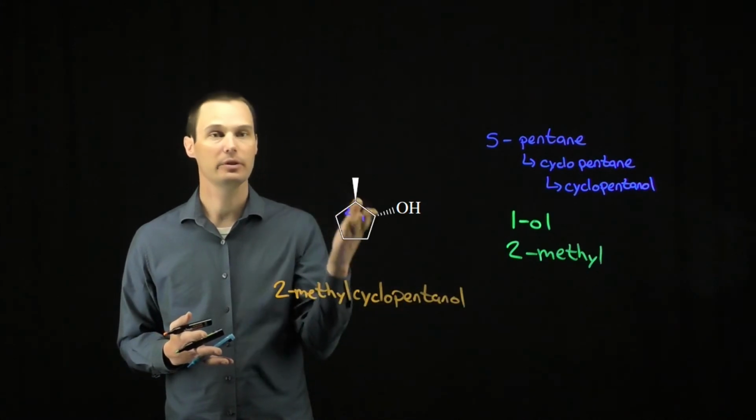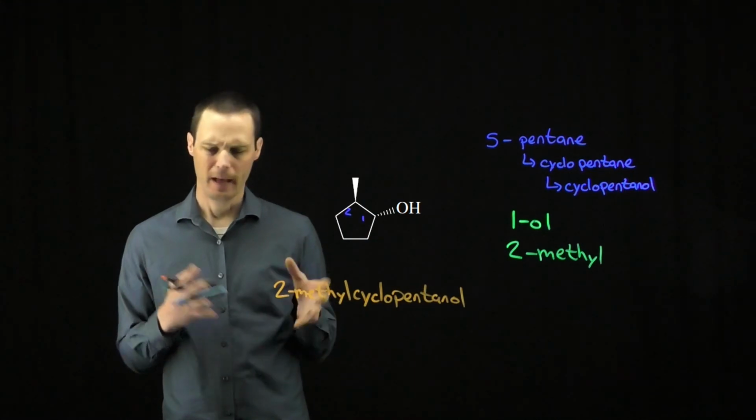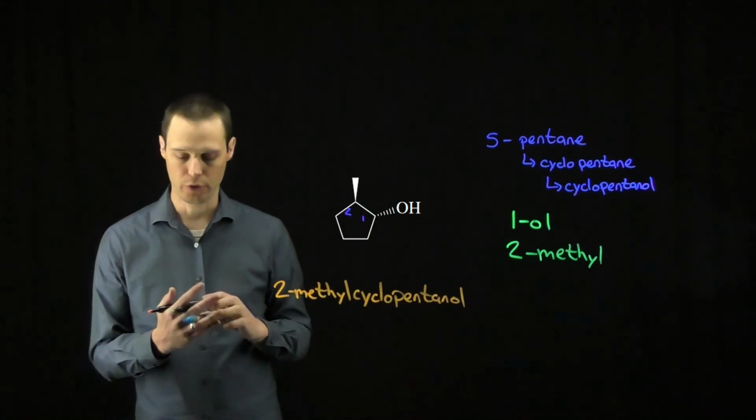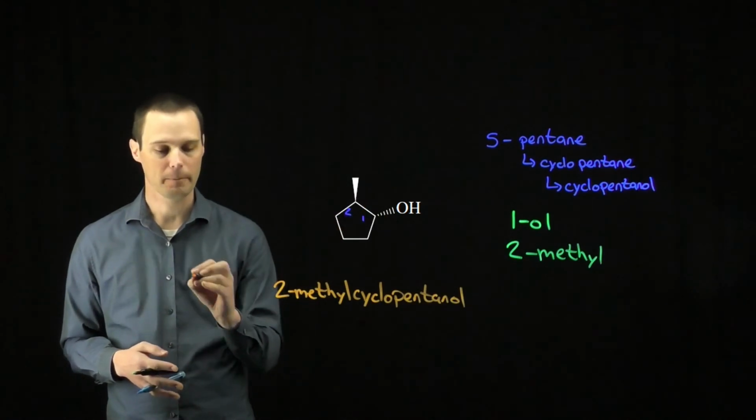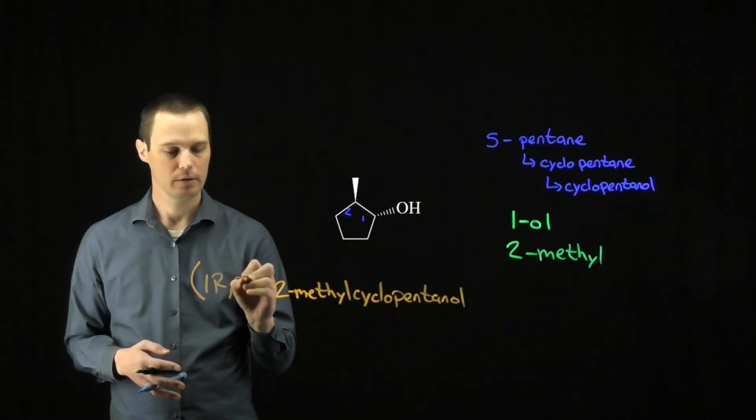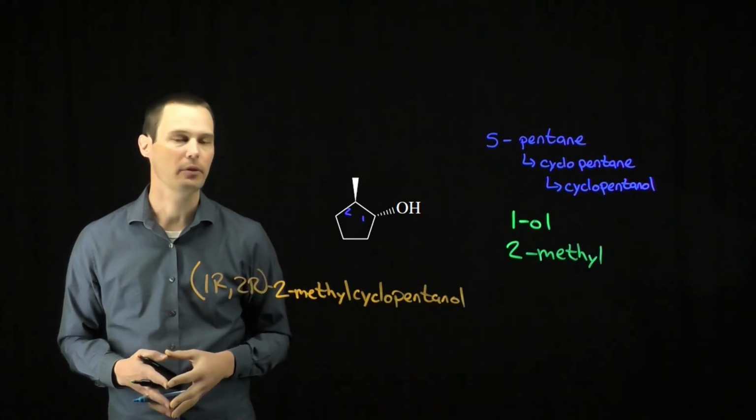The last thing we need to do is to include the stereochemistry of these 2 atoms. I've already done this analysis. You should take some time and make sure you can do it on your own, but both of these stereocenters are R. So this would be (1R,2R)-2-methylcyclopentanol.